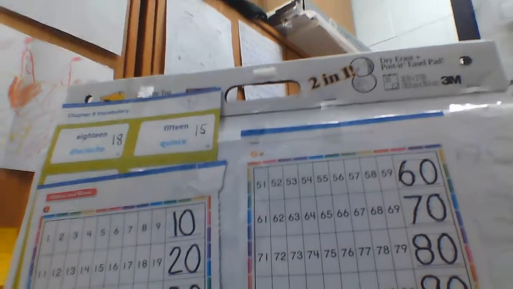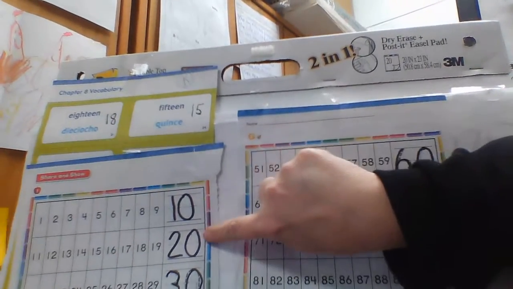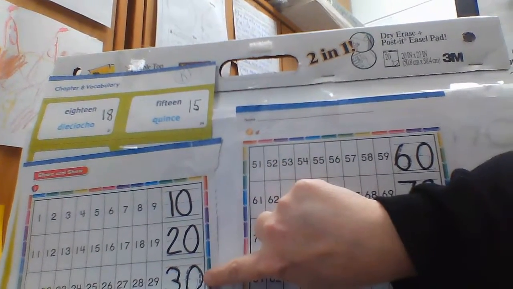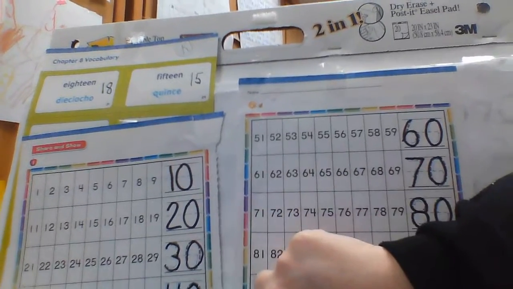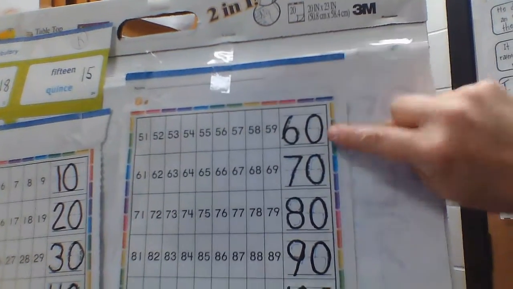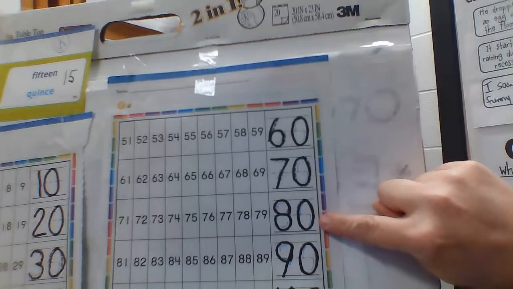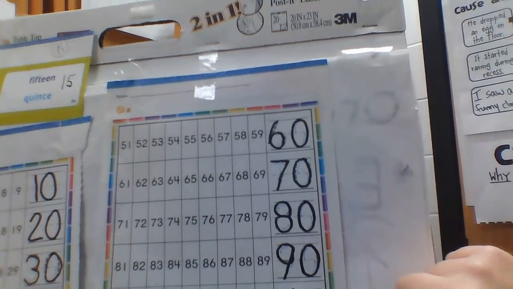I want you to echo me. 10, 20, 30, 40, 50, 60, 70, 80, 90, 100. Awesome job counting to 100 by tens.